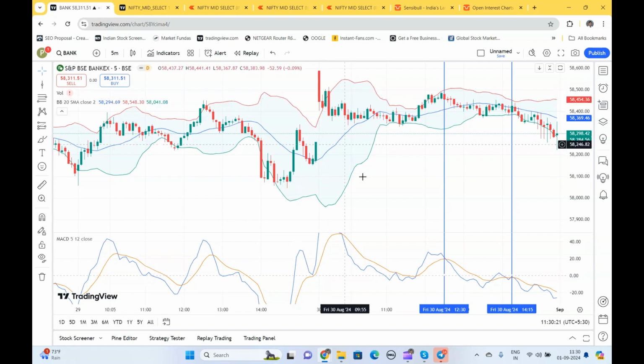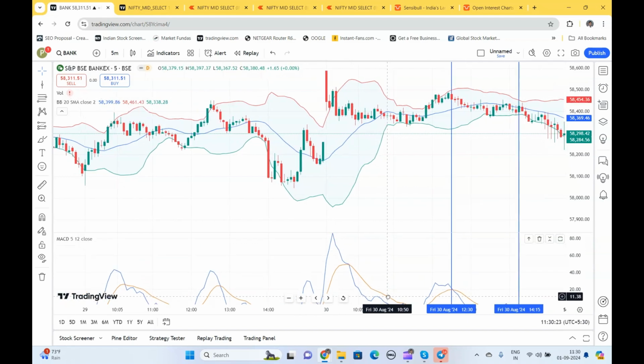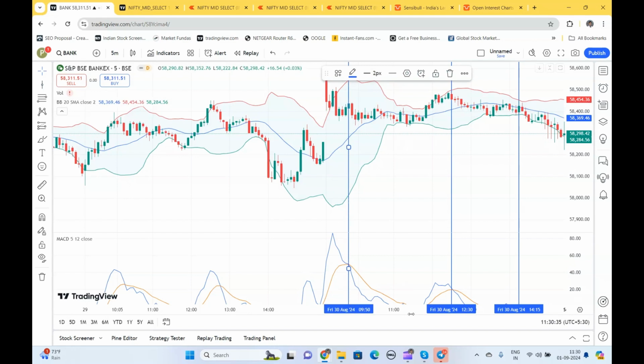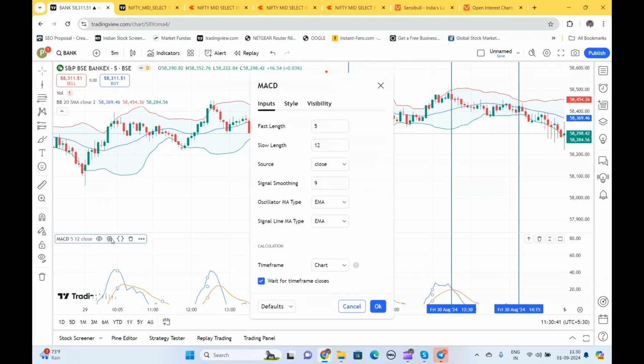Even though it's a green candle here, see, it's a green candle here, again a green candle here. But after that, see, the red takes over, right? So it's a pretty good confirmation for you to go short when the red line crosses the blue line. But ensure you use 5 and 12, fast length 5 and slow length 12. That's how it should be.